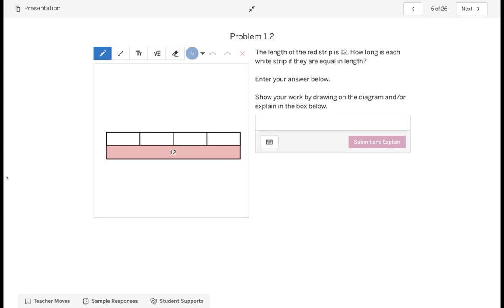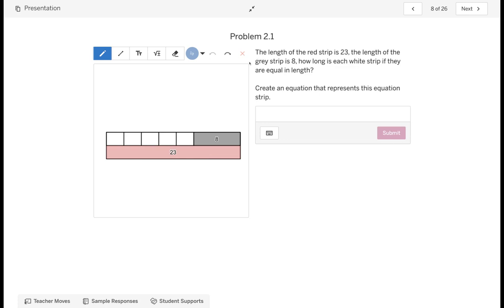So we know from the previous one that this equation strip is 4x equals 12. That means I would break up the 12 into 4 equal parts. 12 divided by 4 is equal to 3. Therefore, x is equal to 3.